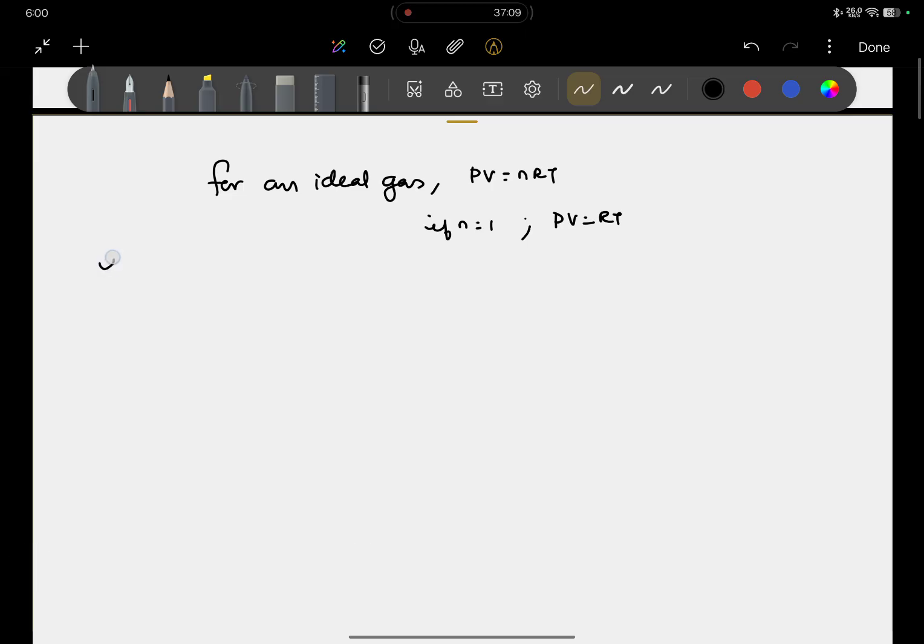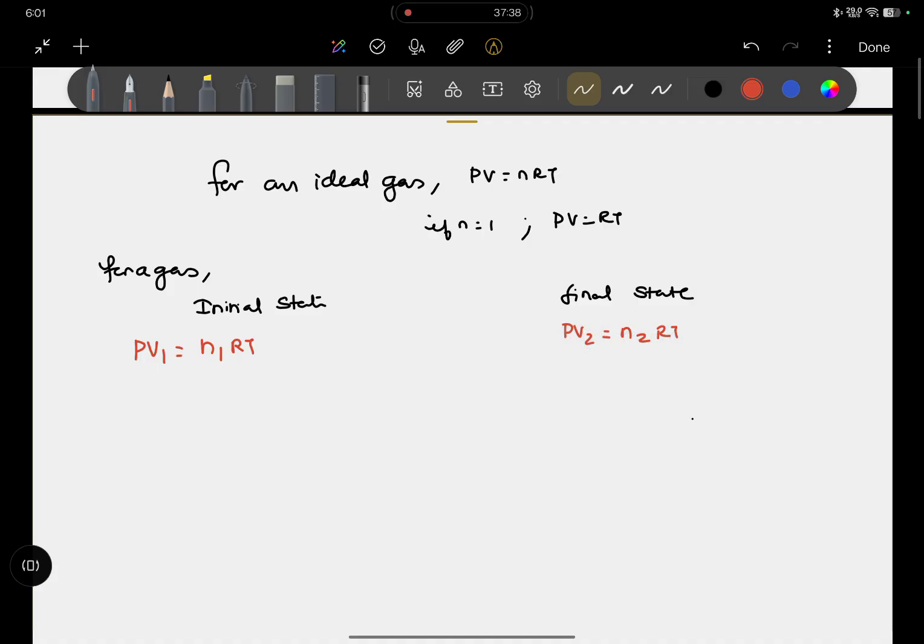Now let us take a gas, there can be two states, right? Initial state, this is final state. So how do you write the equation? We know PV1 equal to n1 RT, PV2 equal to n2 RT. Please make a note, in both the conditions pressure and temperature are constant.